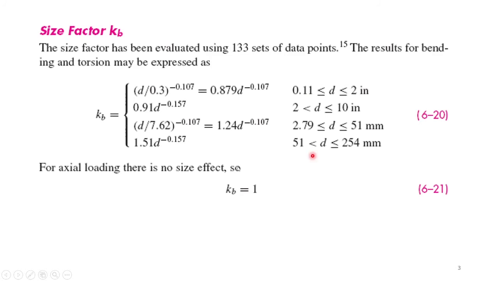B, for example, is the size factor. So there are certain equations here. If your diameter is within this range of inch, you will use these two equations. If you're working in SI units and your diameter is in between these ranges, these are the equations to be used. Okay? For axial loading, there is no size effect. So for axial load, if the fluctuating loads are axial, your Kb value will be equal to 1.